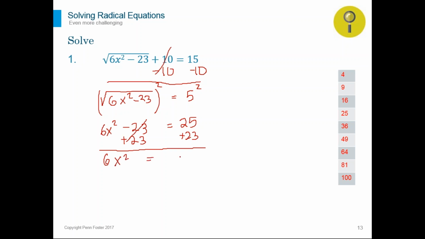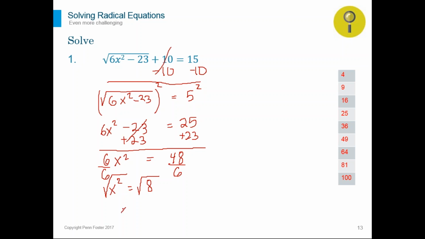25 plus 23, add those figures, and that would be 48. I still need to isolate the x squared, divide over 6, and divide over 6. x squared equals 8. That's not my final answer. I need the value of x, not x squared. Then take the square root and take the square root. The square root of any squared number is that number.